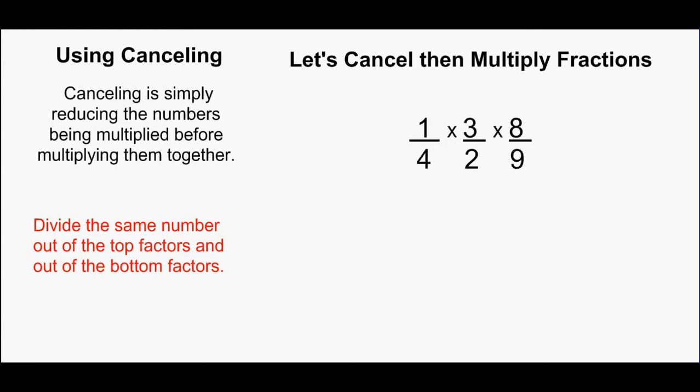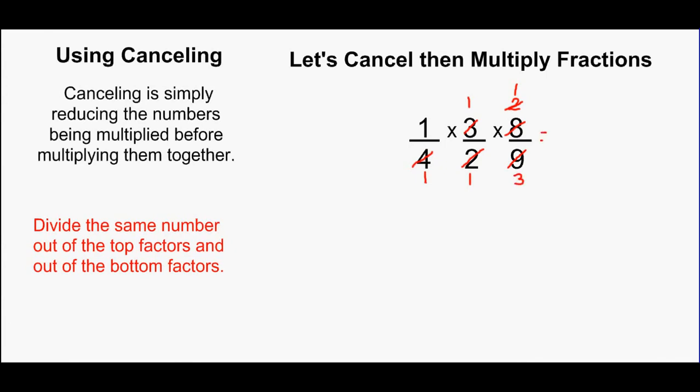Let's practice canceling by multiplying 3 fractions together. 1/4 times 3/2 times 8/9. First, I notice I can divide the bottom 4 by 4 and get 1. Divide the 8 on top by 4 and get 2. Now I realize that I can divide the 2 on the bottom by 2 and get 1, and divide the top 2 by 2 and get 1. I can divide the 3 on top by 3 and get 1. Divide the 9 on the bottom by 3 and get 3.